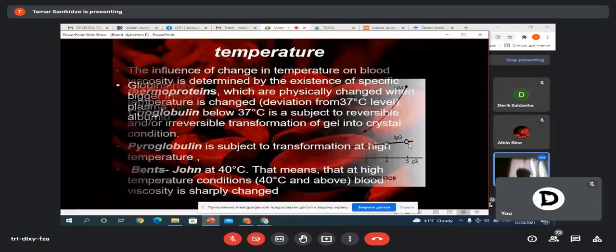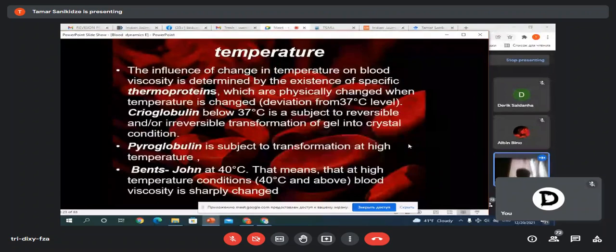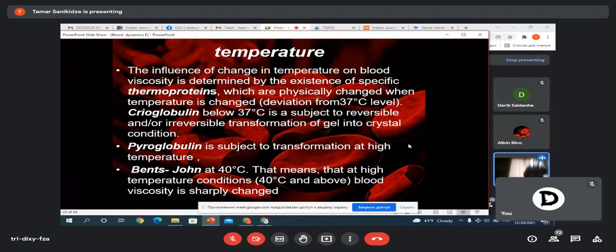And the temperature factor is also important in the regulation of blood viscosity. When you did the laboratory work, you had the possibility to see that with the changing of temperature, the aggregative properties and the viscosity of different liquids changed, as the blood plasma contains different proteins.